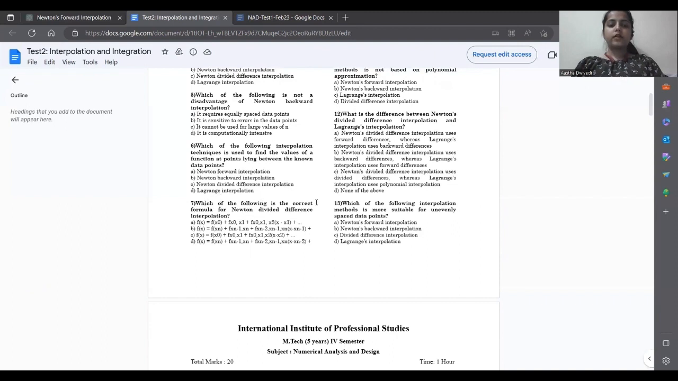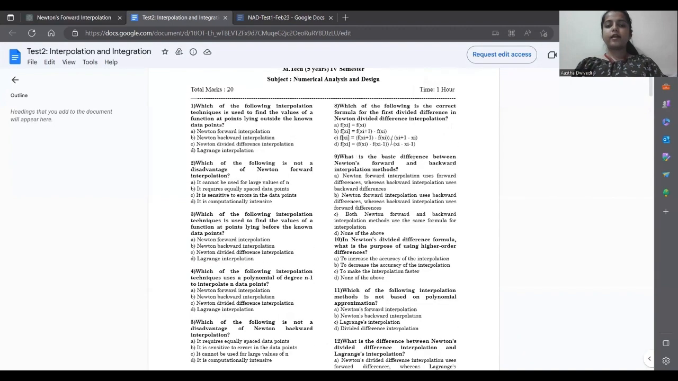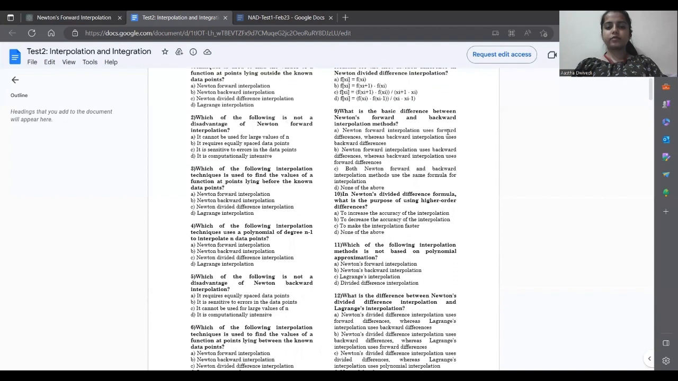Now, which of the following is the correct formula for Newton divided difference interpolation? As we can see, the first option is the correct formula for Newton divided difference interpolation. Next question. Which of the following is the correct formula for the first divided difference in Newton divided difference interpolation? For the first divided difference formula, option D is the correct answer. Next question.